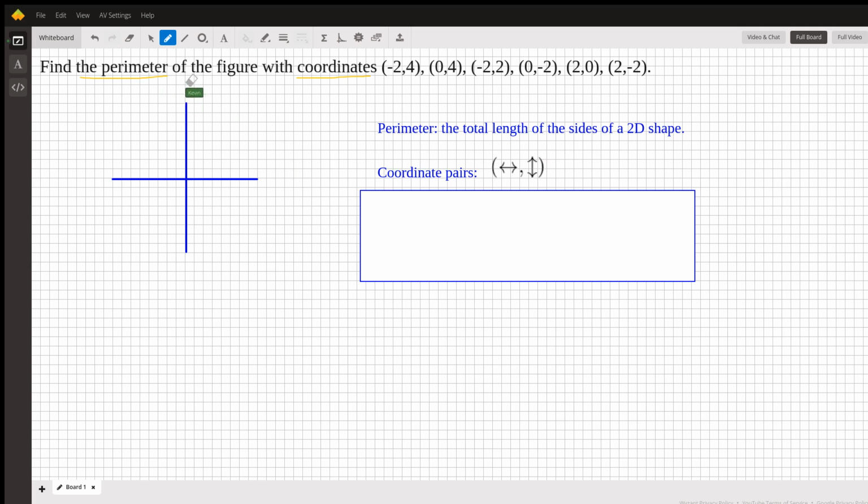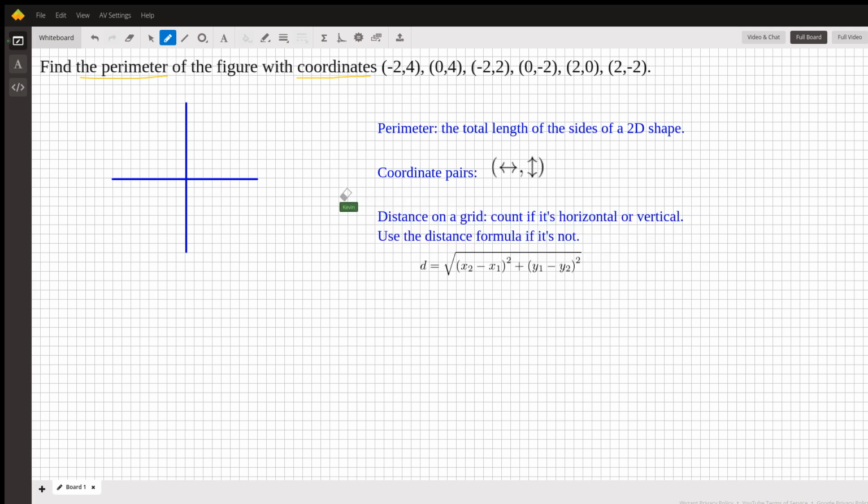Finally, since I'm going to be finding the perimeter on a coordinate plane, I need to know some things about counting distance on a coordinate plane. If I'm looking for distance on a grid, I should count if it's horizontal or vertical, but I never count distance if it's diagonal. If it's diagonal, I can use the distance formula. So let's apply these skills.